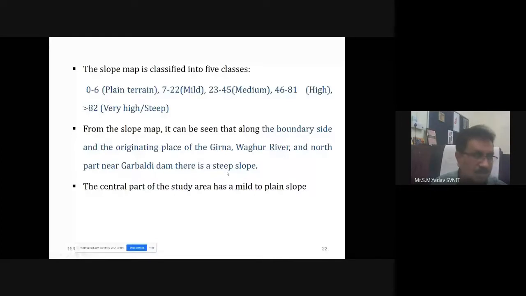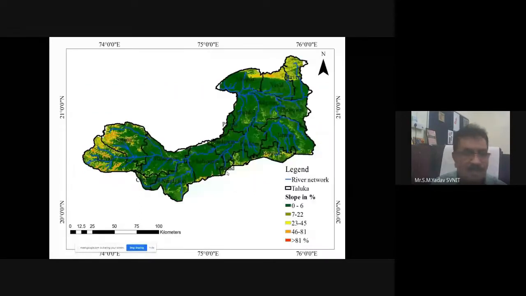So this slope map has been developed, wherein you can see the slope percentage, which is given on the right hand side, with different colors: 0 to 6, 7 to 22, 23 to 45, 46 to 81, and more than 81%.